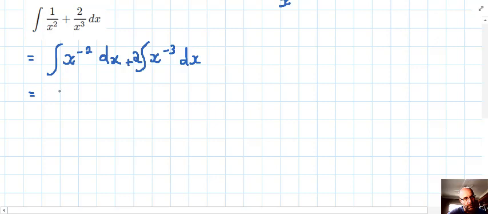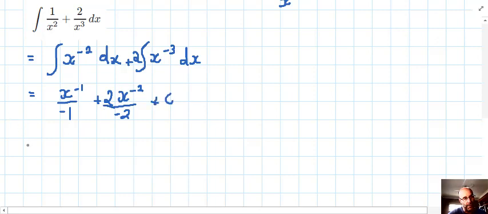So applying the integration now, we have x to the negative 1 over negative 1. There will be a plus c. We have x to the negative 2 over negative 2, and there's also a 2 times that. Now when you multiply a fraction by 2, it basically only affects the numerator, so if you like you can pop him up there on the numerator and we have a plus c.